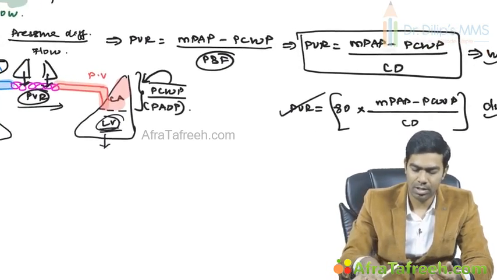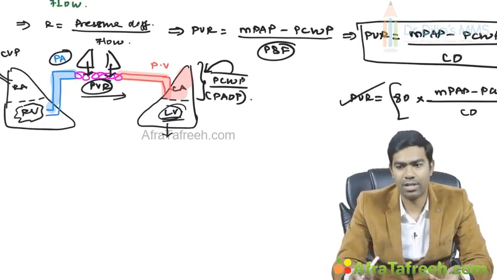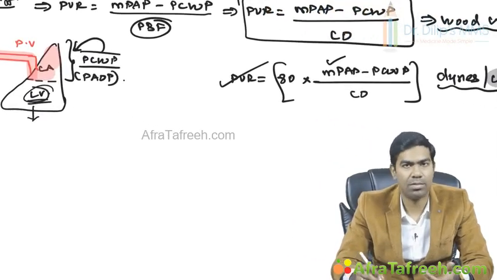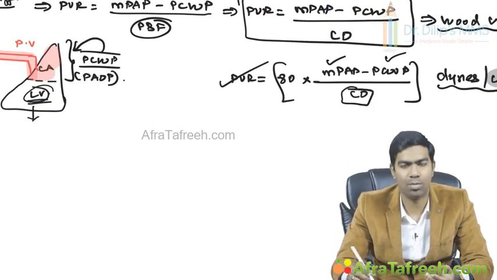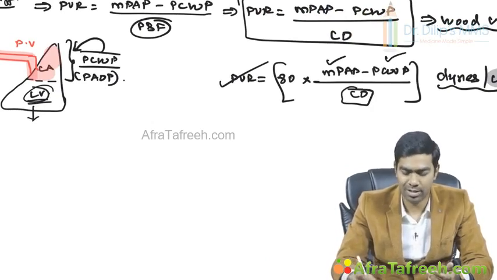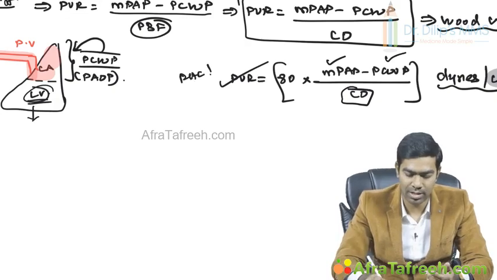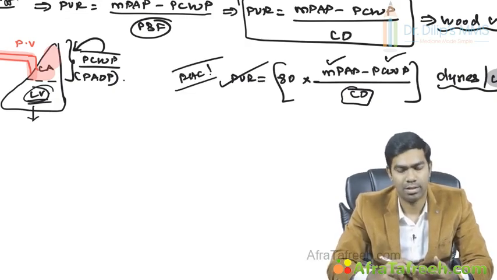Clear? This is the formula. So easy to find out. You can have all the data now. You have the MPAP through the right heart catheterization, you have the PCWP also through right heart catheterization, you have the cardiac output data also through the right heart catheterization. That is why to find out all these things, right heart catheterization is going to be the gold standard.